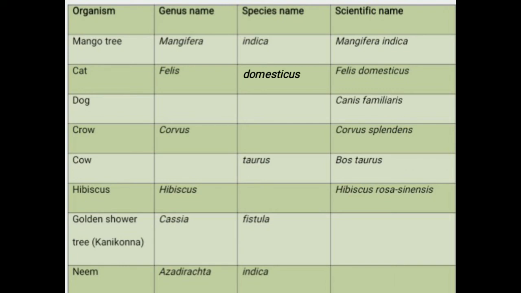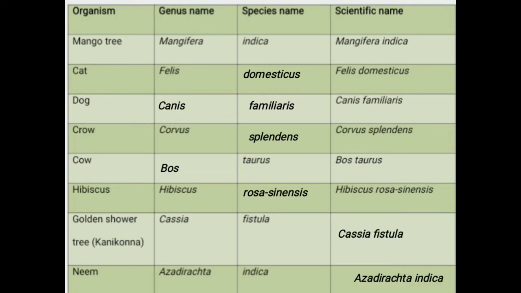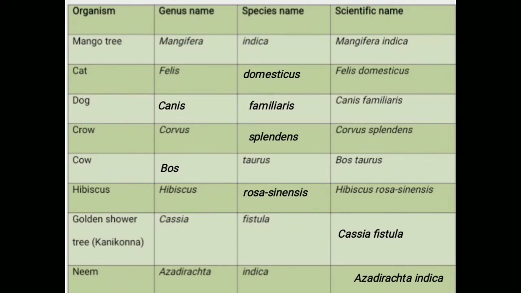So mango tree is Mangifera indica and cat is Felis domesticus, dog is Canis familiaris and crow is Corvus splendens and cow is Bos taurus and hibiscus, Hibiscus rosa sinensis. And golden shower tree, it is Cassia fistula. And neem, it is Azadirachta indica. Can you find out any peculiarity in the structure of scientific name?